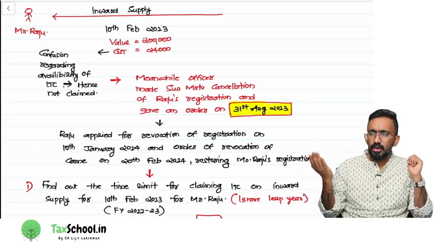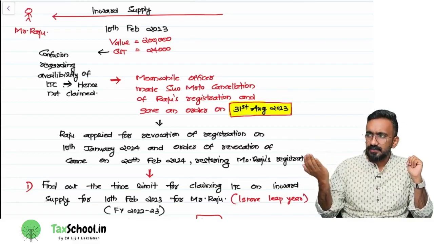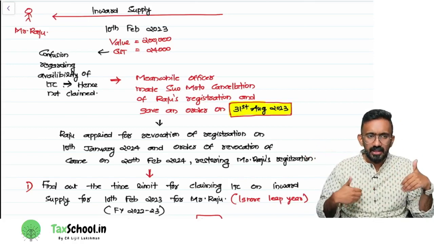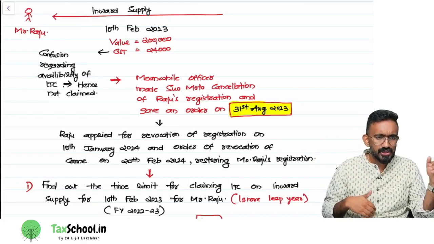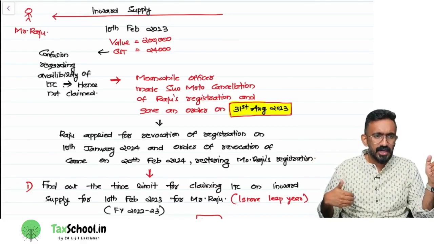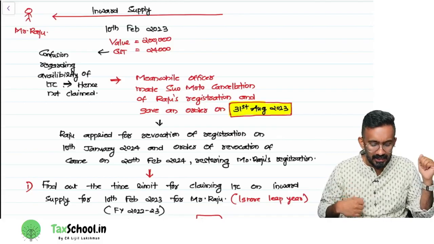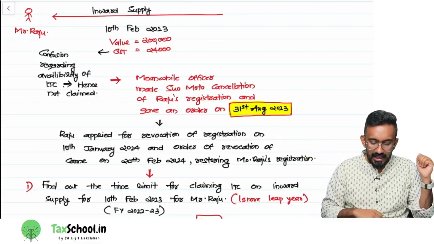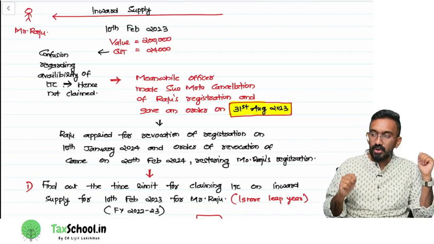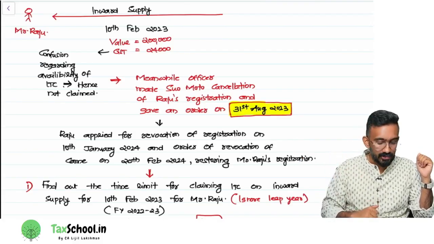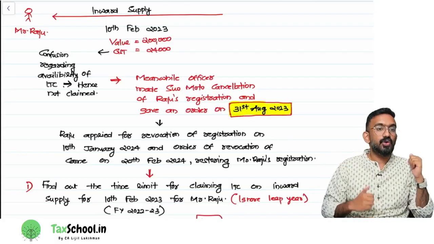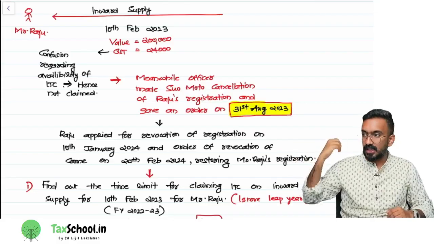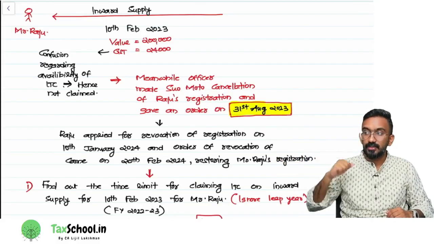What Raju did, the moment he got a cancellation, he applied for revocation of registration on 10th January 2024. He can apply normally within 90 days from the order of cancellation. With an extension, another 180 days would be added. In total, 270 days time he can take. Raju applied for revocation of registration on 10th Jan 2024 and order of revocation came on 20th of February 2024, restoring Raju's registration. He got his GST number back, which was lost by 31st of August 2023. He got it back by 20th of February 2024.